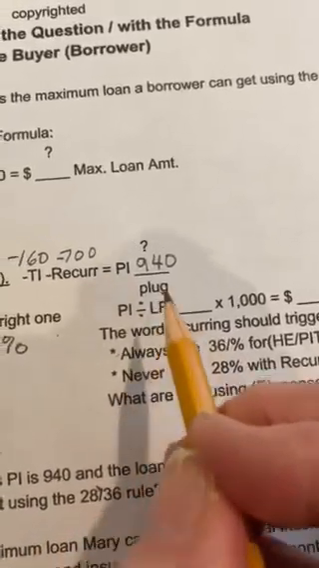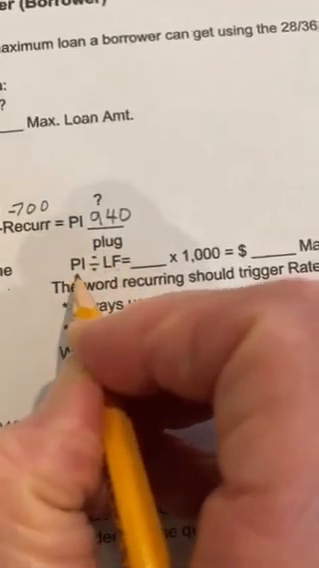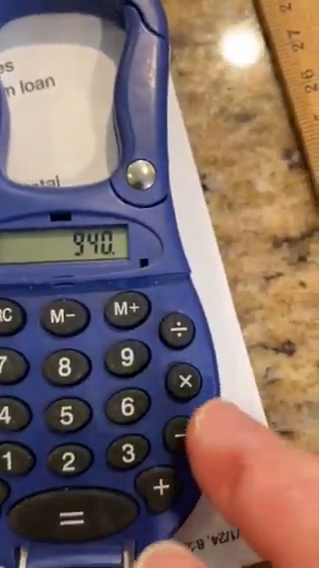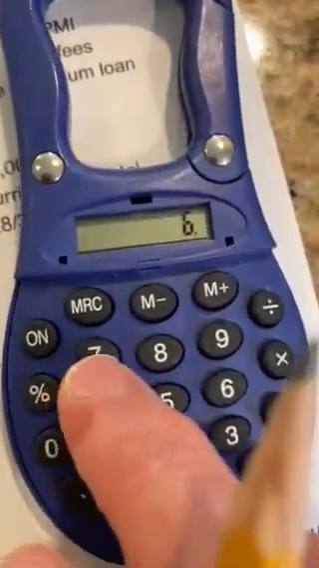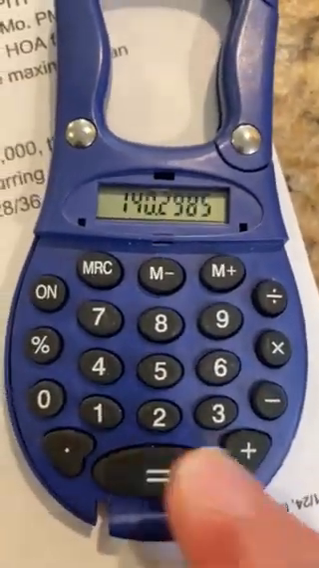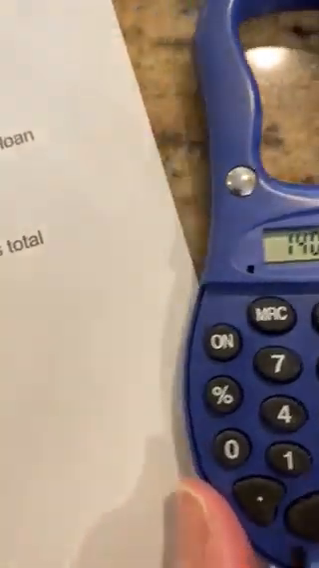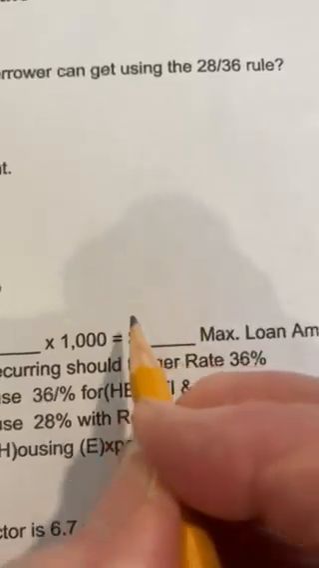Now you divide 940 by your loan factor. We look in our problem, it's 6.7 is your loan factor. So you divide 940 by 6.7. So you have it in your calculator, divided by 6.7 equals 140.29. Your answer will be 140.30 because you bring it up to the next level.